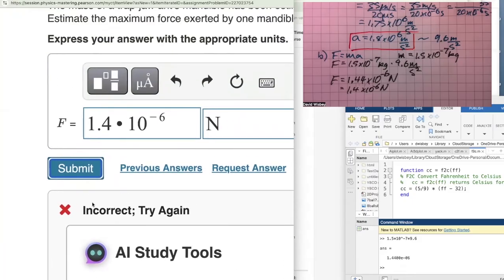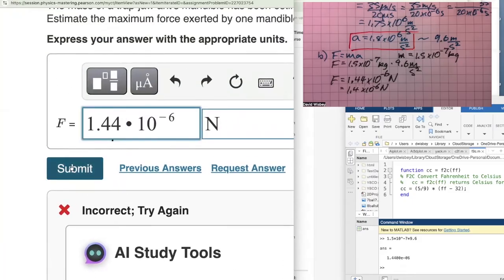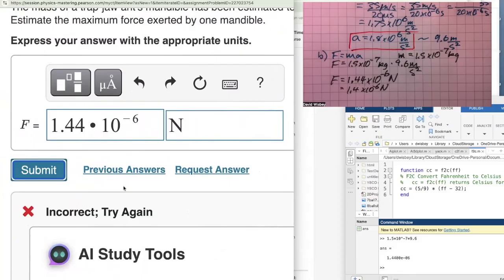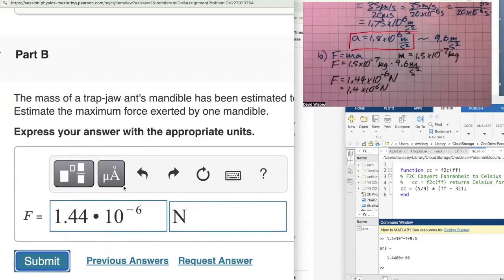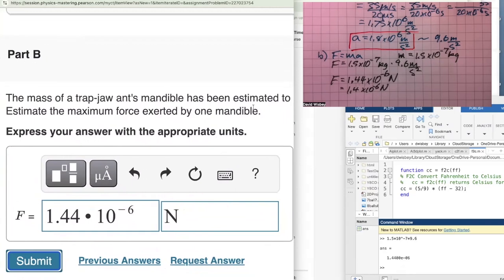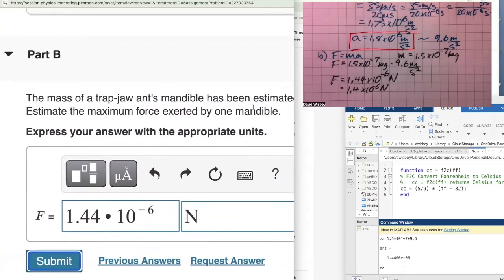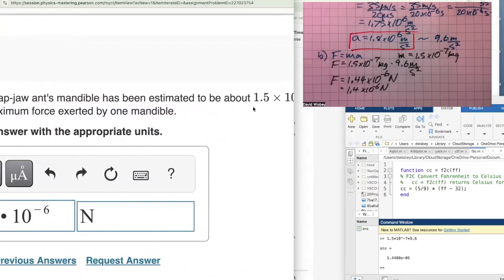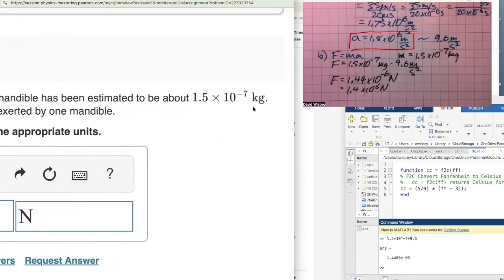Incorrect. Incorrect. Could it be 1.44? What did we do wrong? What has gone wrong? Okay, what is it asking for? Estimate the maximum force exerted by one mandible. The mass of a trapjaw ant's mandible has an estimated mass. So we have our mass. Did we plug it into MATLAB correctly?